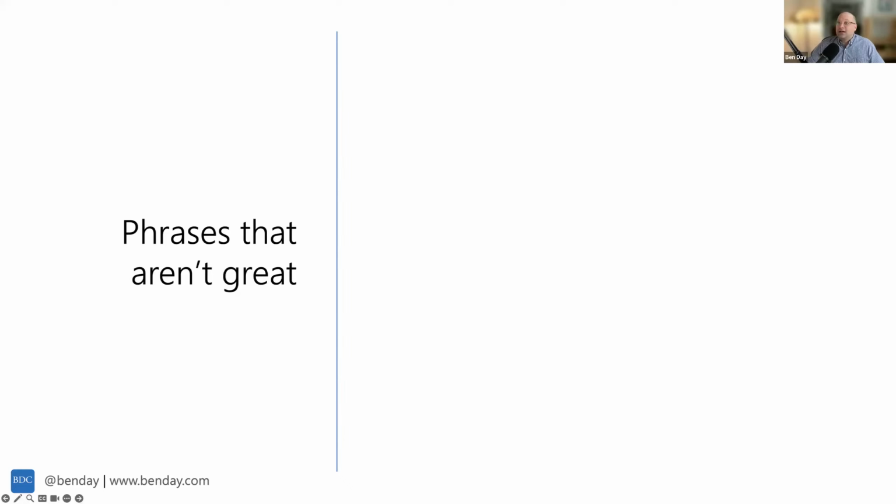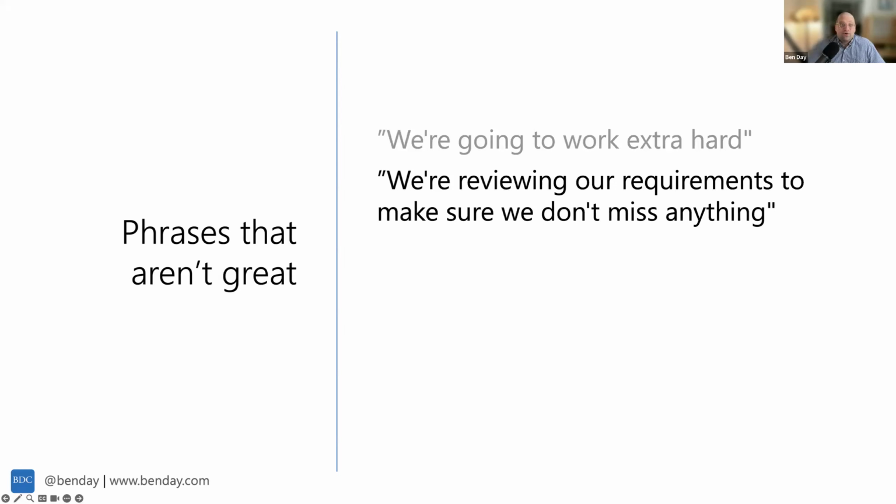But a lot of times we'll start using some phrases that I think just aren't super great. You'll say something like, "Oh, we're gonna work extra hard to get this going," which usually means we're gonna work nights and weekends and we're never gonna have a life. That doesn't scale. That's not great. "We're reviewing your requirements to make sure we don't miss anything." All right, great. It's kind of a platitude. Yeah, sure, we're going to pay attention to you now. Once again, it doesn't really tell you much of what we're going to do.